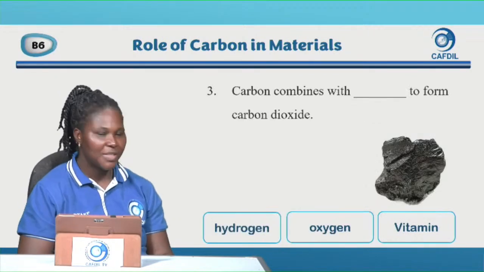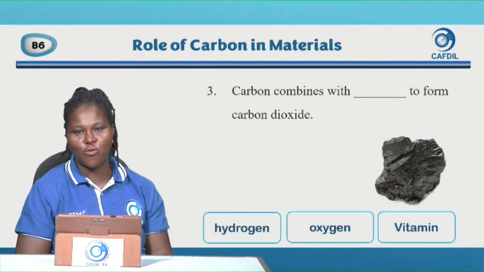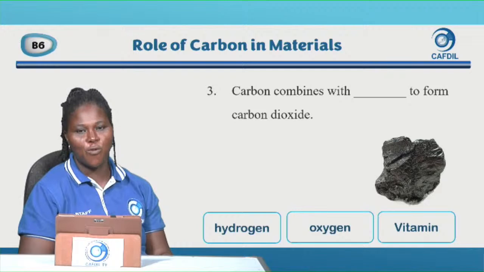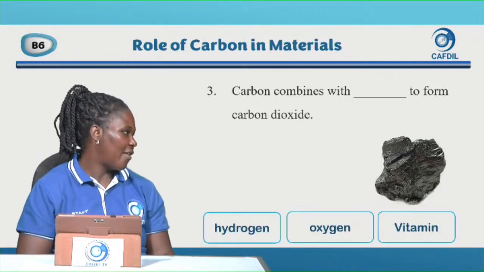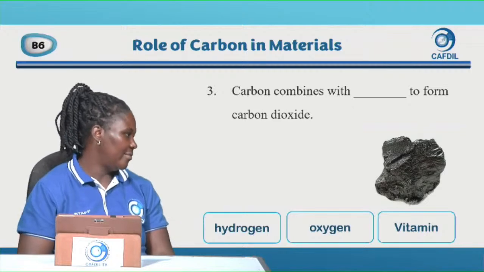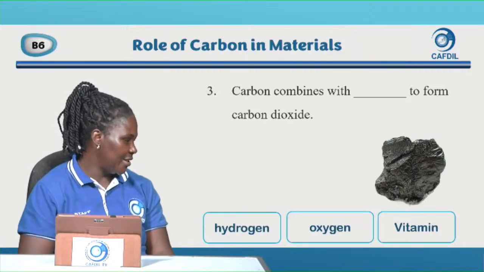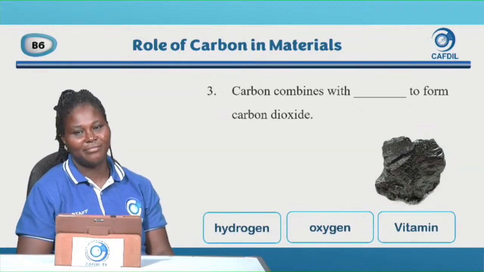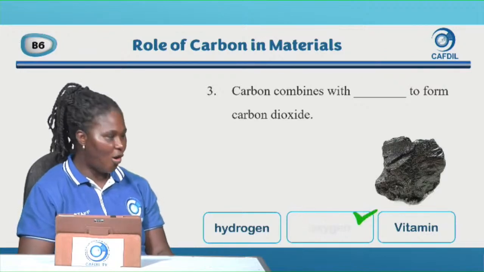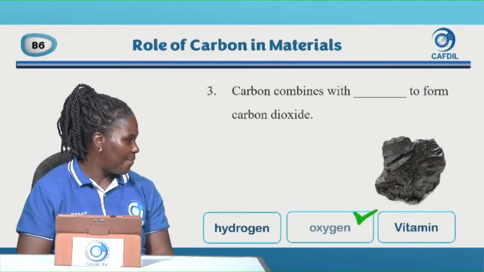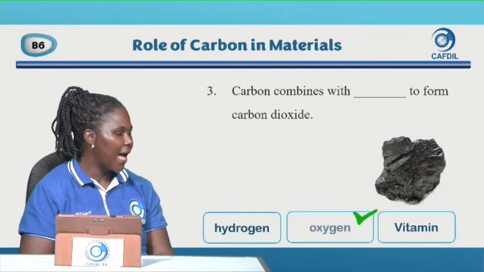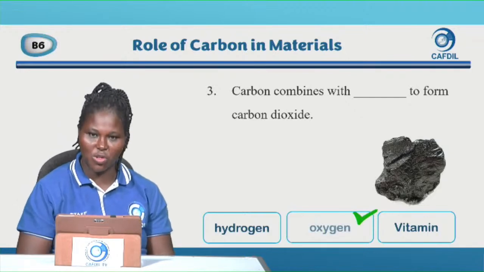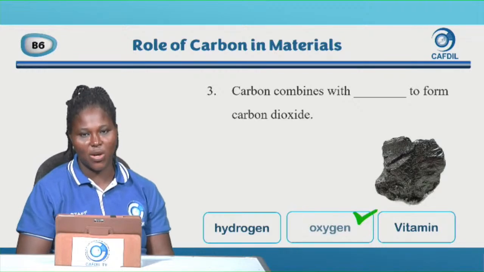Question number 3. Carbon combines with dash to form carbon dioxide. We have hydrogen, oxygen, vitamin. Which of them is the answer? Oxygen. So carbon combines with oxygen to form carbon dioxide. One molecule of carbon and 2 molecules of oxygen, forming carbon dioxide.